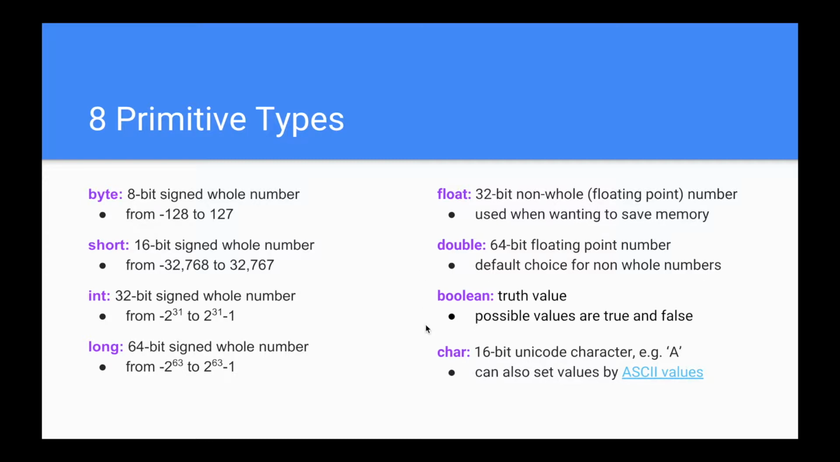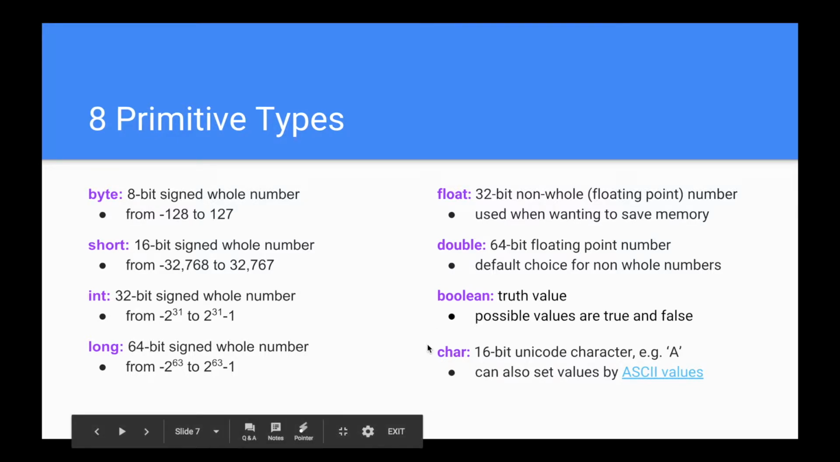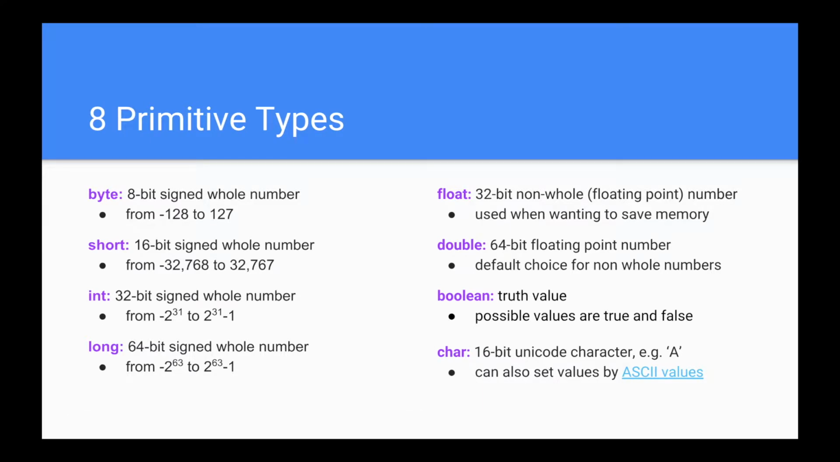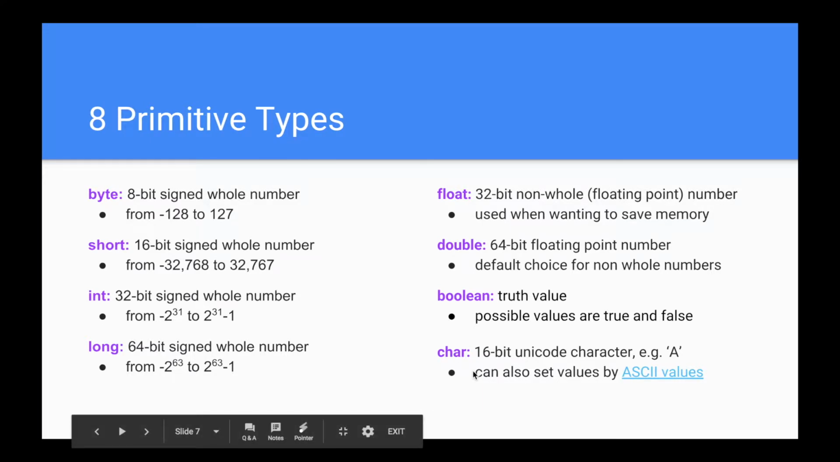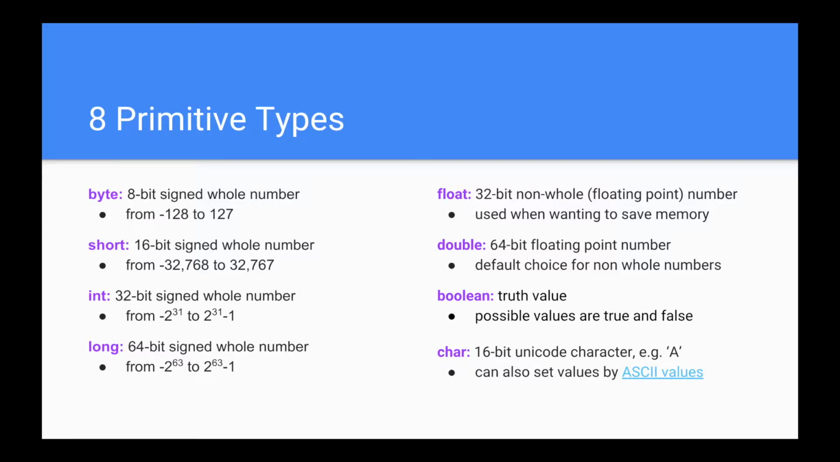A boolean is a truth value, so it can be either true or false. And then a char, which is short for character, is a 16-bit Unicode, for example, A. And you can also set the values by their ASCII value, and that's a number that corresponds with whatever the Unicode character is.